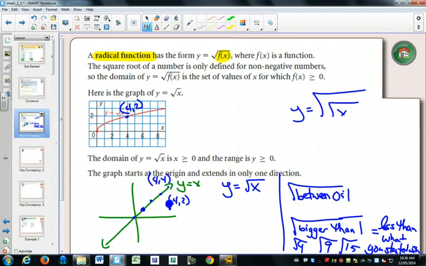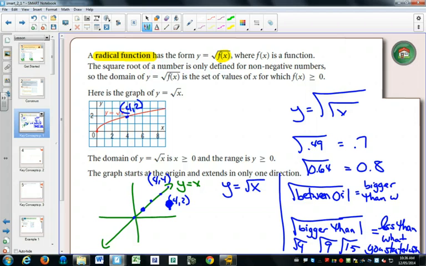Because if you take the square root of 0.64, you get 0.8. If you take the square root of 0.49, you get 0.7. And whenever you take a square root of a number between 0 and 1, it is bigger than what you started with.